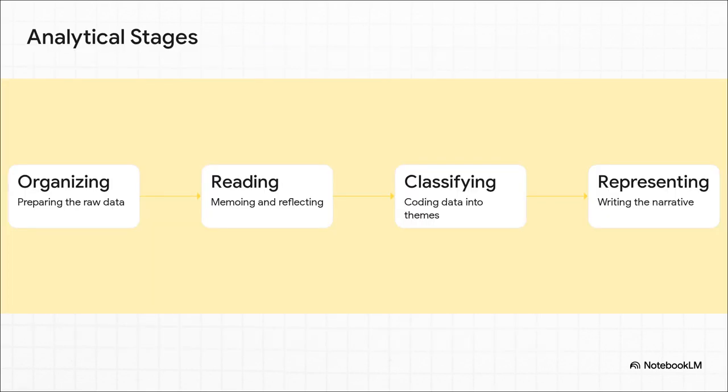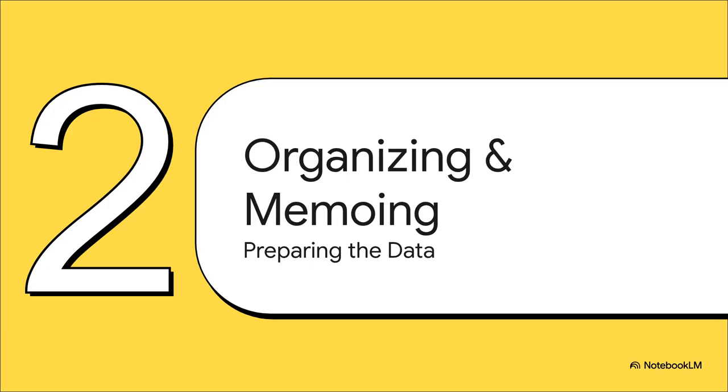So, this continuous spiral breaks down into 4 distinct, digestible stages: organizing data, reading and memoing, classifying into themes, and representing findings. That's our high-level view from start to finish. Section 2, organizing and memoing data.